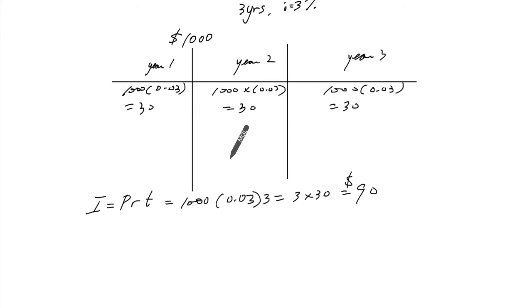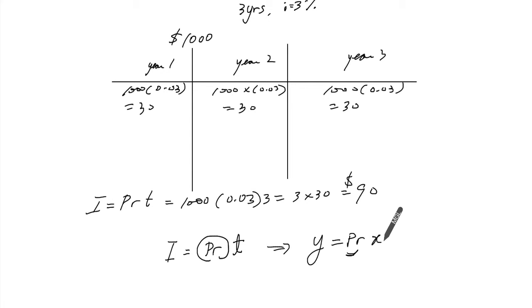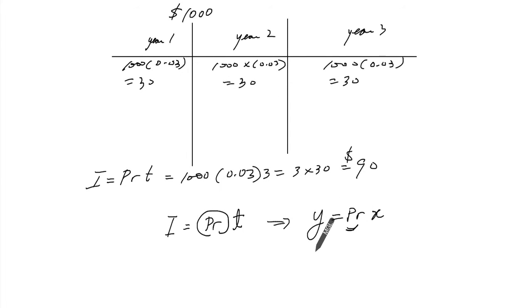Another thing is, as time passes, I is actually a linear function of time. So this PR is a fixed constant. T is your independent variable. This is essentially the same as Y equals PR, which is a constant, as long as they give you the principal amount you're borrowing or lending, and this is the interest rate, and this is like your X. So this is similar to Y equals MX.